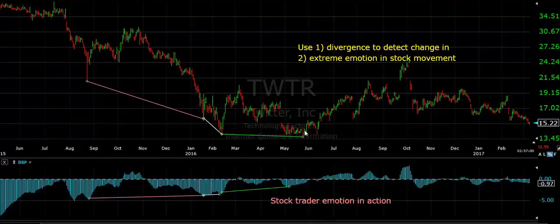That concludes it, and that's our strategy, seeing emotion in action and the importance of divergence. It works. It has to work, and it never fails. We've never seen a stock where this has not worked.